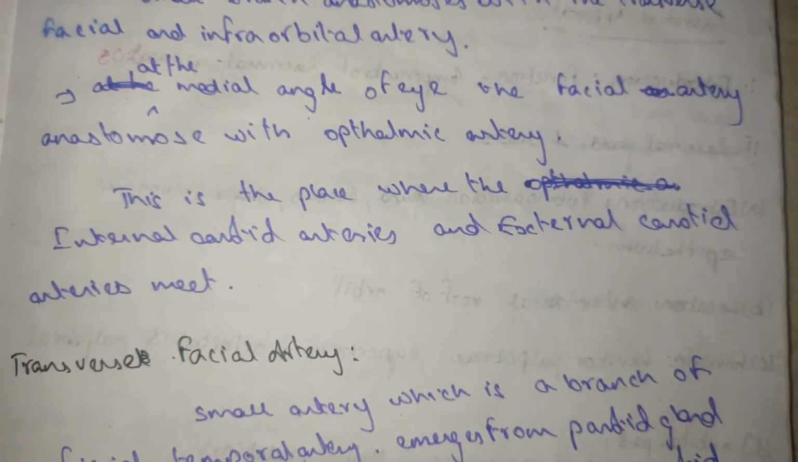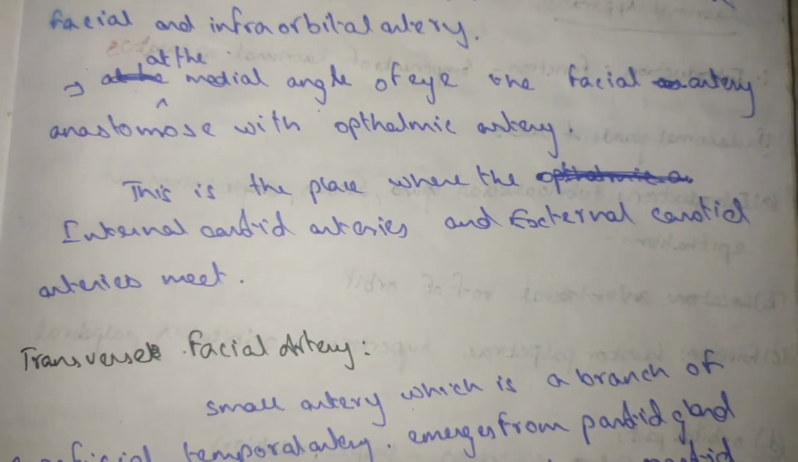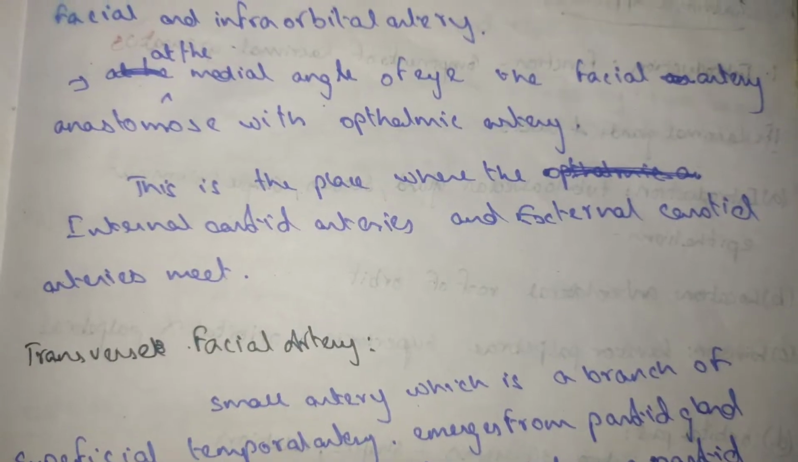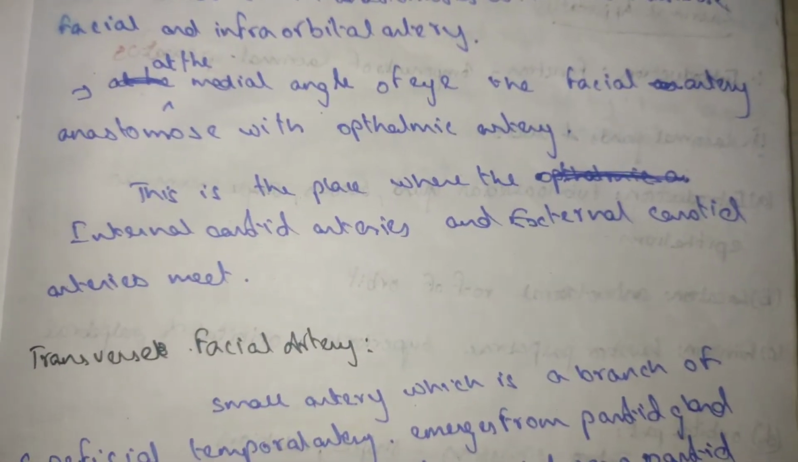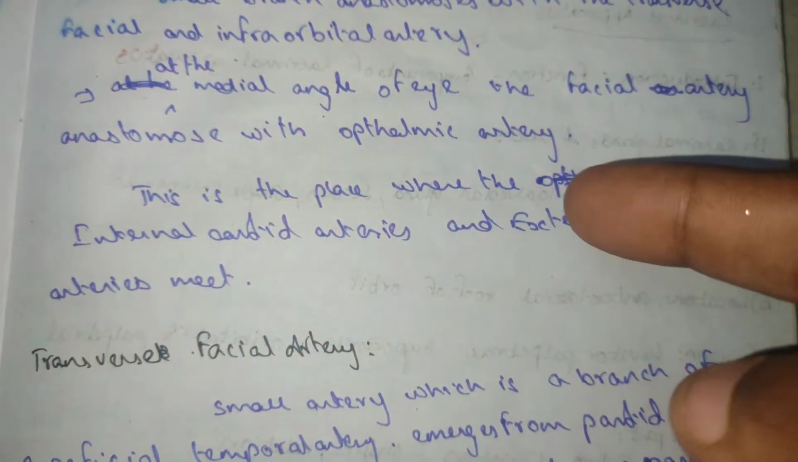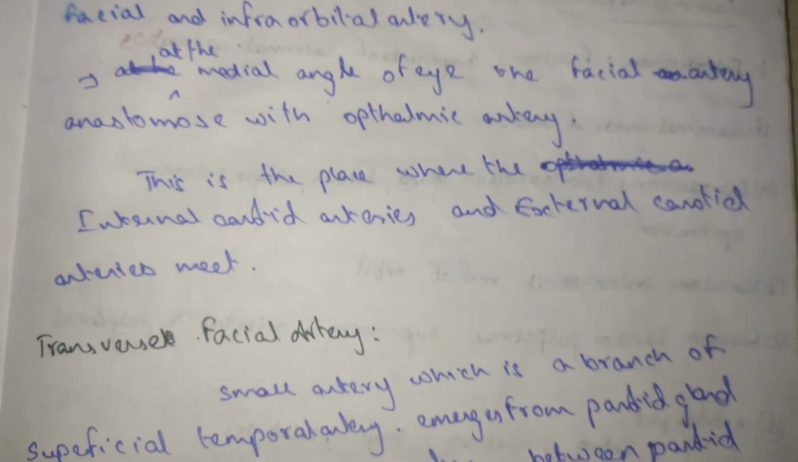Here is the place where the external carotid artery as well as the internal carotid artery meet, by which the facial artery anastomoses with the ophthalmic artery.